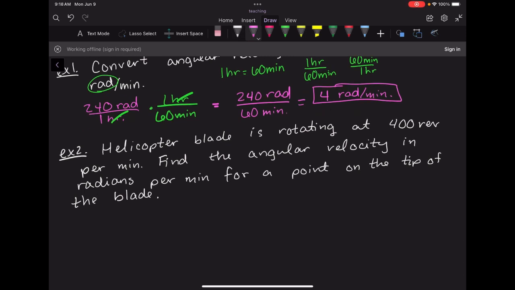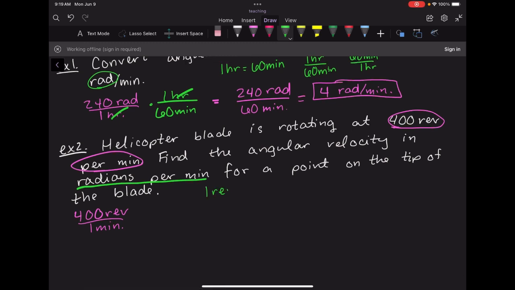So again, we always start off with whatever they give us. They started off by giving us 400 revolutions per minute. So that's where I'm going to start. 400 revolutions over 1 minute. And I want to find angular velocity in radians per minute. So this is what I'm trying to get to, radians per minute. I like that I already have it per minute. That's great. But I don't want revolutions. I want radians. Well, the conversion we know for revolutions to radians is 1 revolution is equal to 2 pi radians.